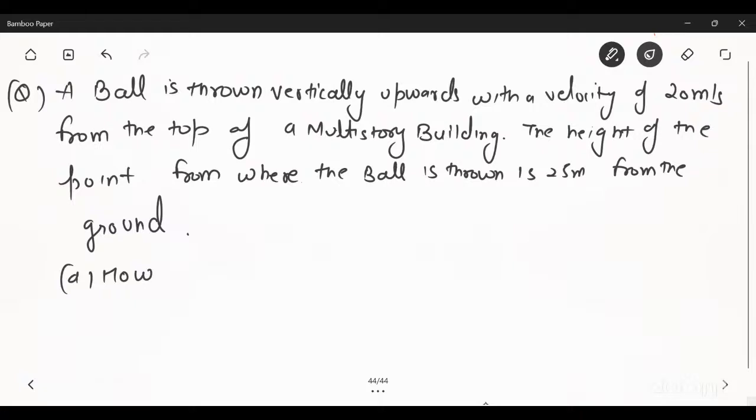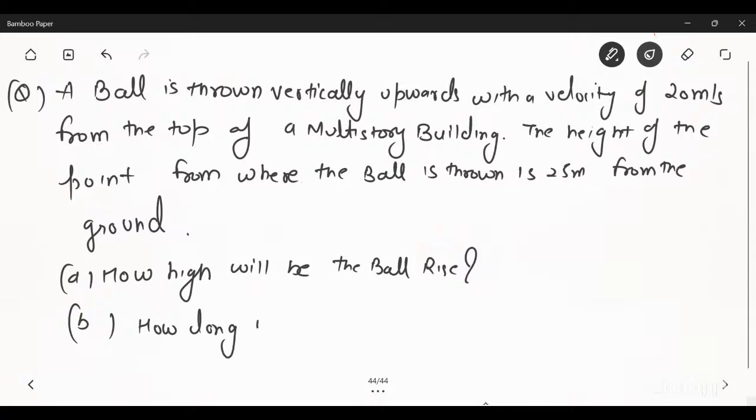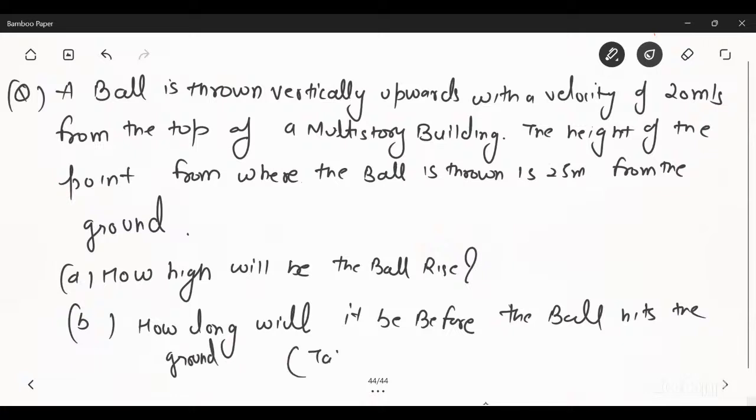How high will the ball rise, and second one is how long will it be before the ball hits the ground. Take g equal to 10 meter per second square.